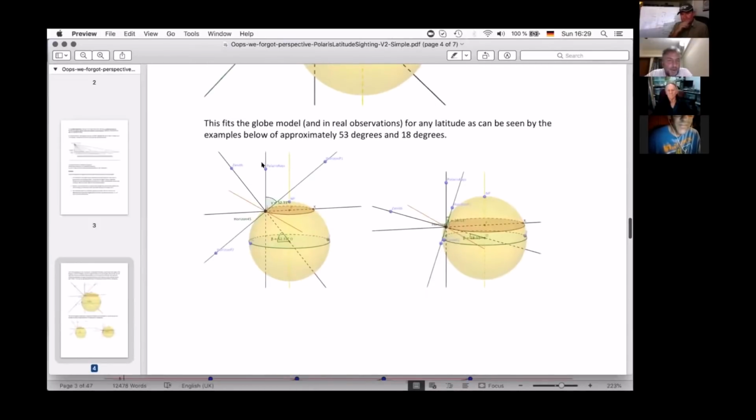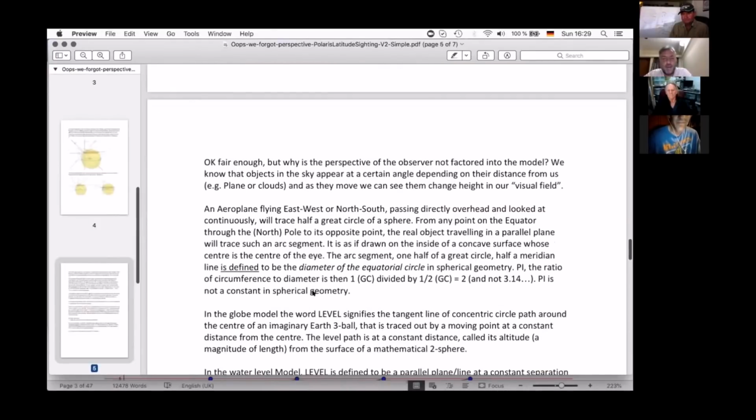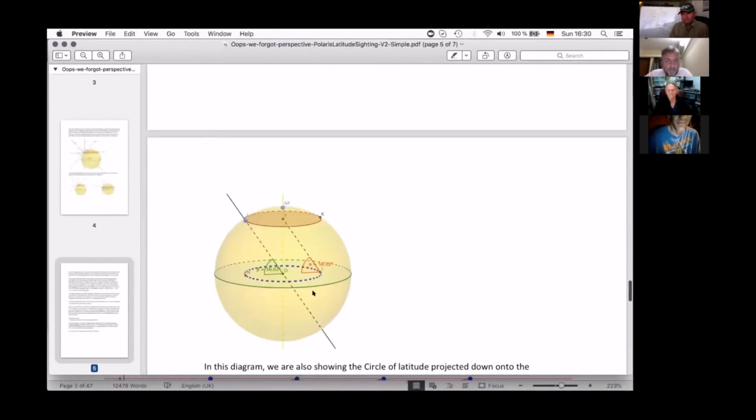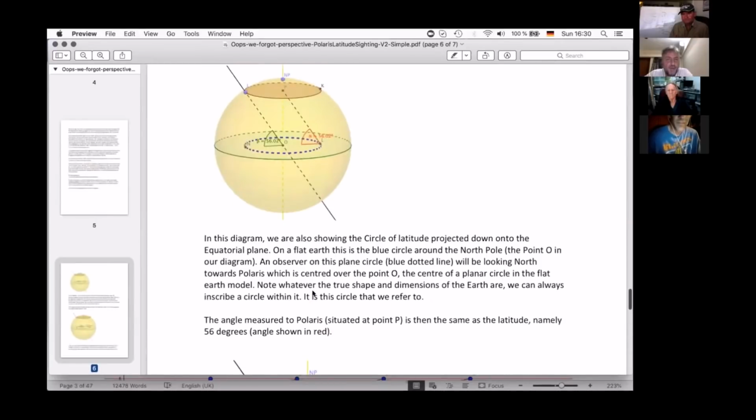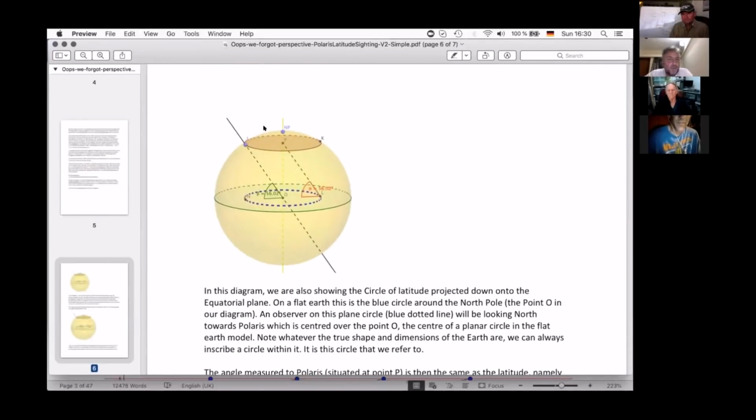That would be correct for basically any latitude. I've given 2 examples here of 52 and 18. But the other way to look at it is that if I do an orthographic projection of that latitude down onto a flat planar equatorial circle here, then that's that blue line here in the middle.